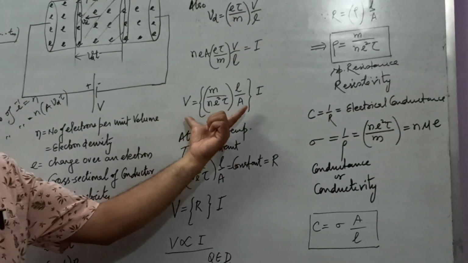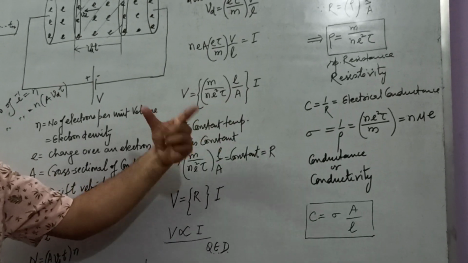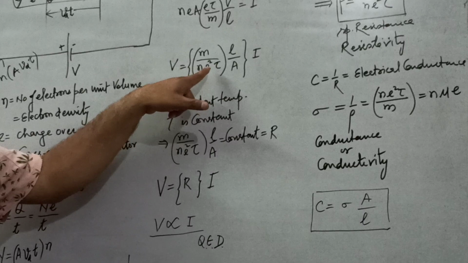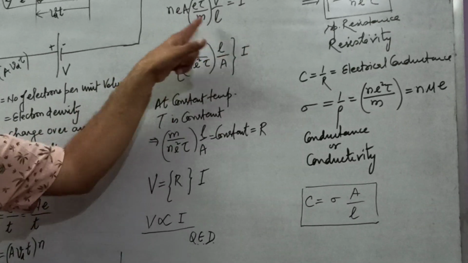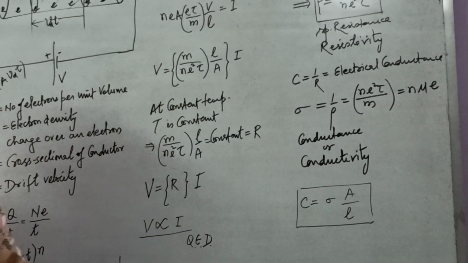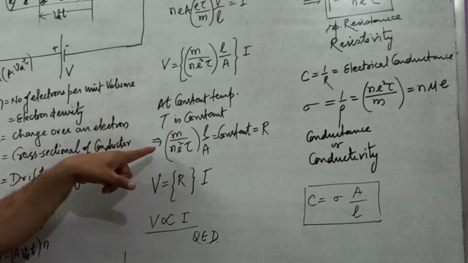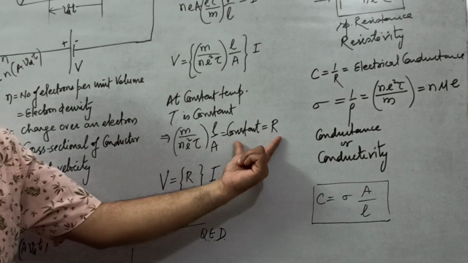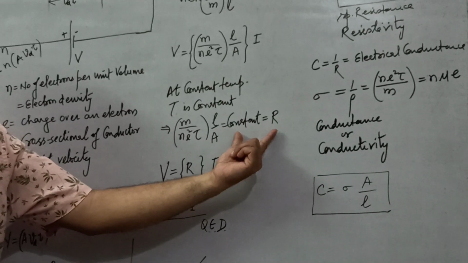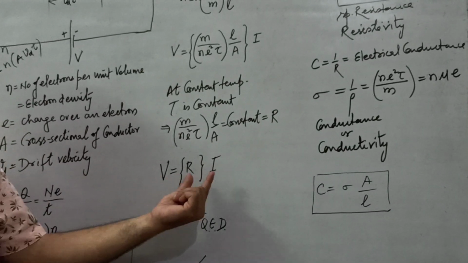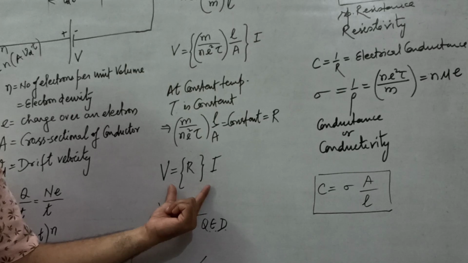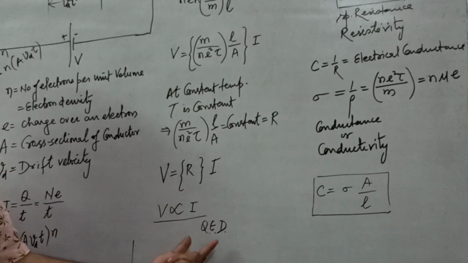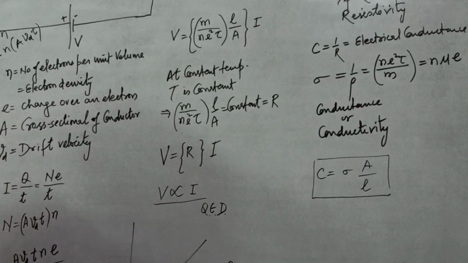They have been transferred very systematically. When temperature is constant, tau, that is the relaxation time, is constant. All the other terms are already constant; they do not depend upon temperature. That means all these terms are constant at a given temperature, so V is equal to some constant times I. Therefore, V is directly proportional to I. This is the proof of Ohm's law, just a two-step proof.